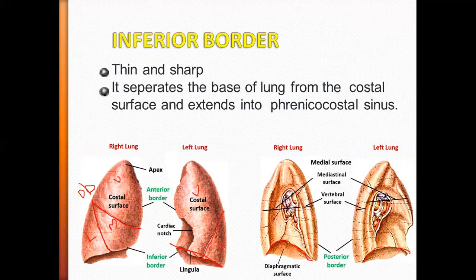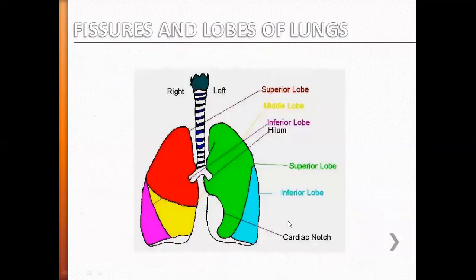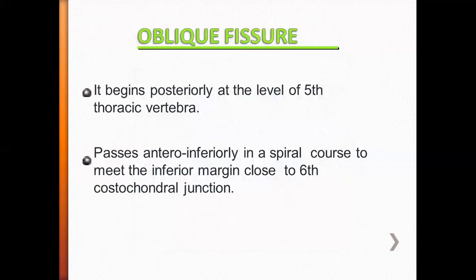This is on the costal surface. What about the medial surface? This is the medial surface of the lung. In the medial surface also, you can see the fissures. When you see the fissures, you can easily identify which lobe is which. So let's go to that slide. I have put the same picture in a colorful form here for your understanding.